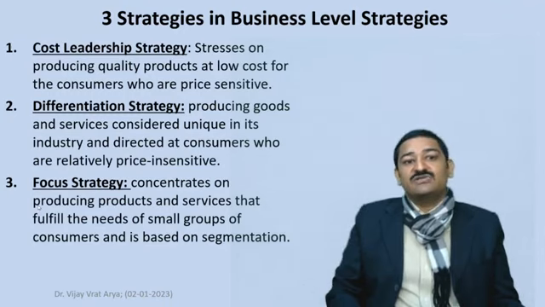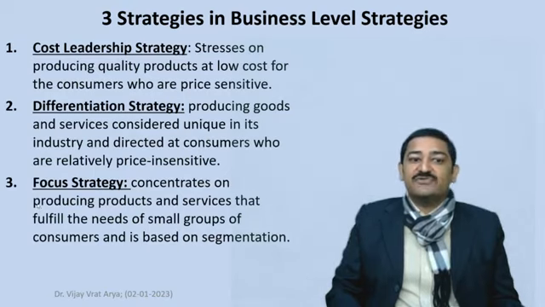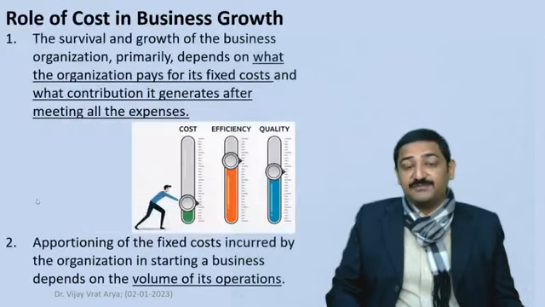The second type of strategy under business level strategy is the differentiation strategy, where the objective is producing goods and services considered unique in its industry and segment and directed at consumers who are relatively price insensitive. The third type of strategy is the focus strategy, which concentrates on producing products and services that fulfill the needs of small groups of consumers and is based on segmentation.